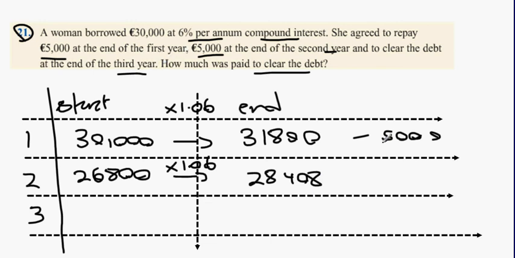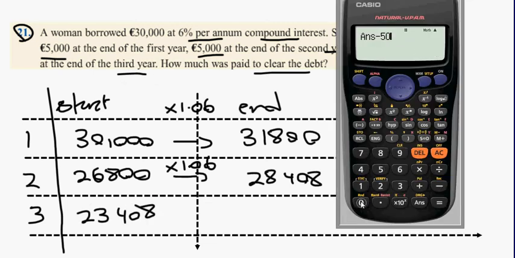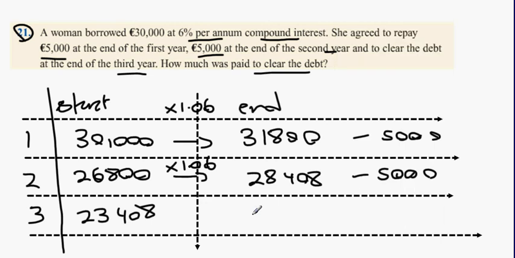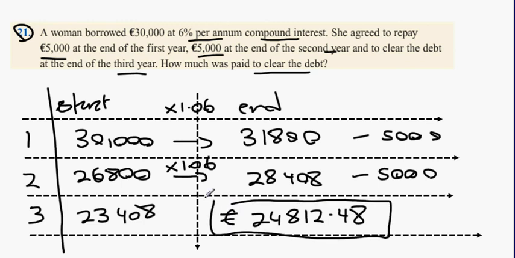Now at the end of the second year, another 5,000 is removed. So now we have 23,408. So remove our 5,000 again. And then finally, we're going to multiply this by 1.06, because over the third year you go through your full year and get another 6%, so it's going to be 24,812 and 48 cents. Okay, and that is the answer for question 21. So that's how much you have to pay off at the end of the third year.